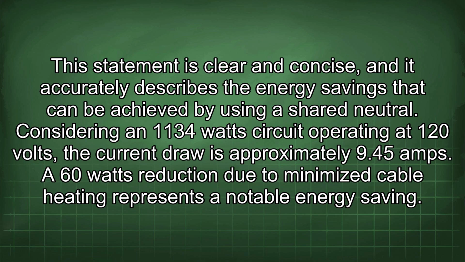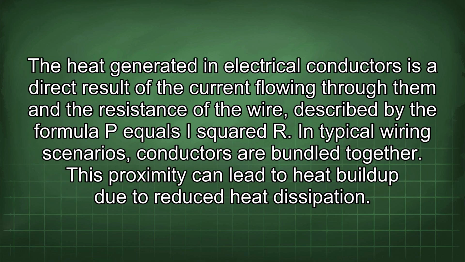Considering an 1134 watt circuit operating at 120 volts, the current draw is approximately 9.45 amps. A 60 watts reduction due to minimized cable heating represents a notable energy saving. The heat generated in electrical conductors is a direct result of the current flowing through them and the resistance of the wire, described by the formula P equals I²R.